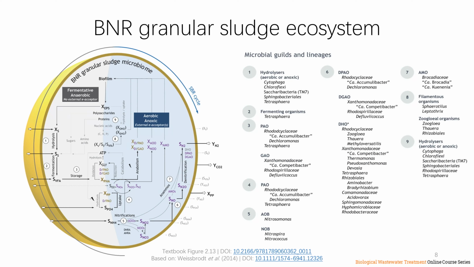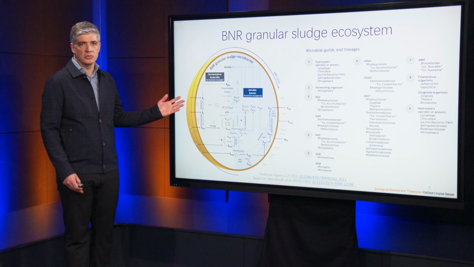I am giving you here a final illustration on the ecosystem model of BNR granular sludge, also known as aerobic granular sludge. I built this model based on the microbial populations detected in the ecosystem and the knowledge that I gained on their metabolisms. Let's follow the arrows.